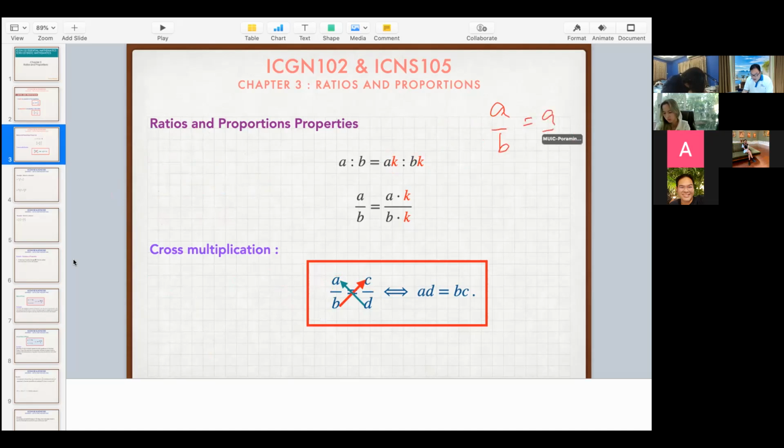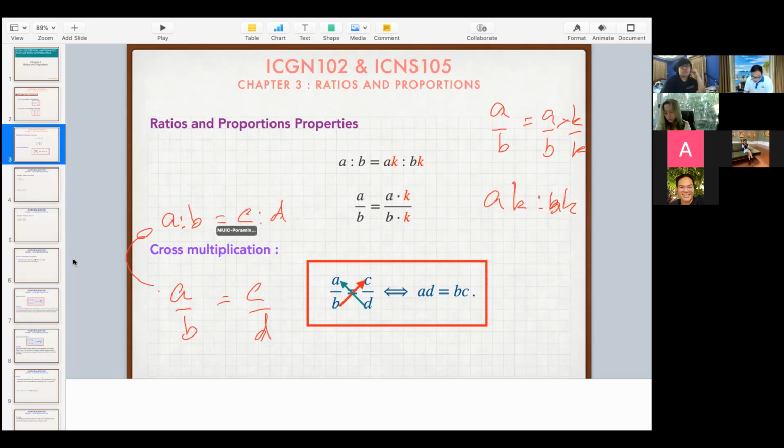Then you can multiply k over k on a over b, so you still get ak colon bk; they are still the same. So we do cross multiplication when we have a over b equals c over d. Or if you write it in terms of ratios, a colon b and c colon d, you can do the cross multiplication as well: AD equals BC.